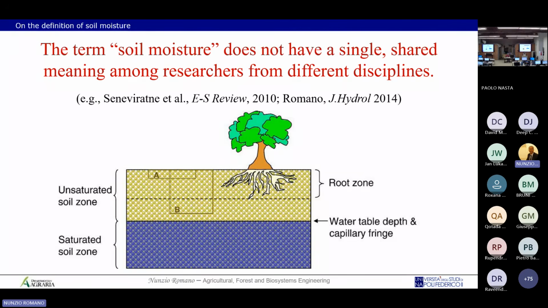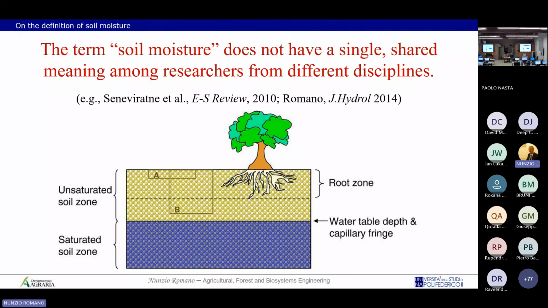And again, in this picture, you see the volume B. The volume B, for example, is of interest for the agronomist or for people that are interested in the entire amount of soil water stored in the rooting zone. So again, it is an average of the different soil water content that you have in the entire soil profile.